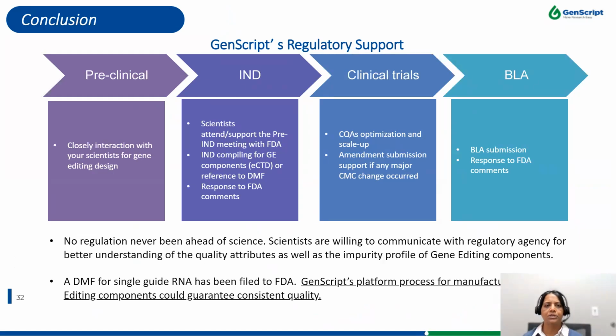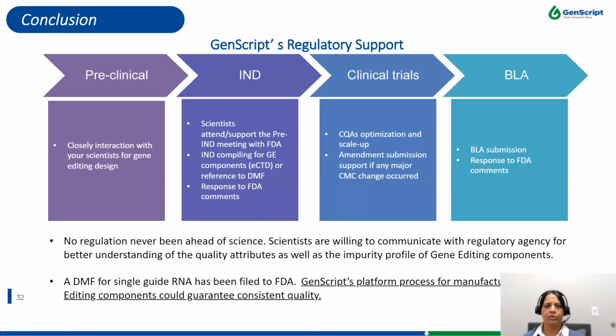In summary, to meet the regulatory requirements, GenScript supports customers at every stage of the development process. We have different kinds of quality control processes already in place, and we keep changing them as per the requirements of the customer. During the preclinical phase, our scientists work closely with our customer's team on gene editing design. We provide online tools for sequence design and engage in technical discussion to optimize their project.